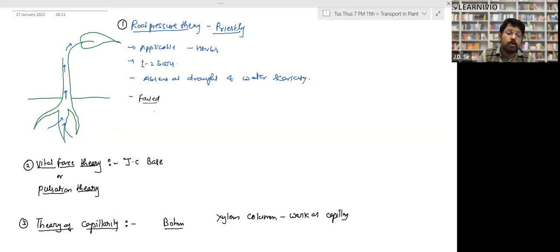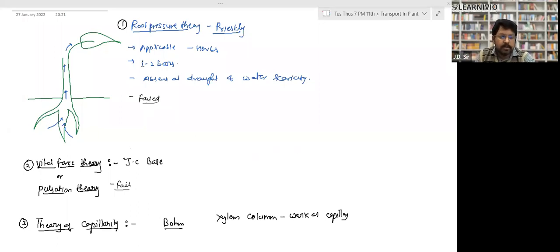This is completely wrong. No pulsation or vital force is there in root cells so that they could pulsate and create a pressure for movement, like a pump. So this was a failed theory, again failed, right? The vital force theory or pulsation theory is also a failed theory, and it could not explain how the movement of water takes place in higher plants, right?